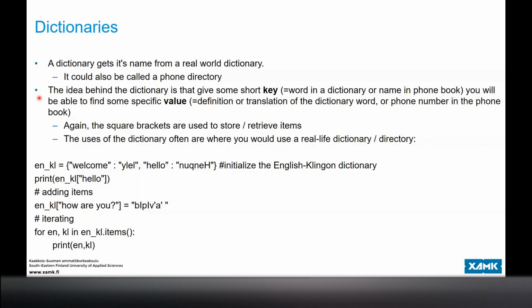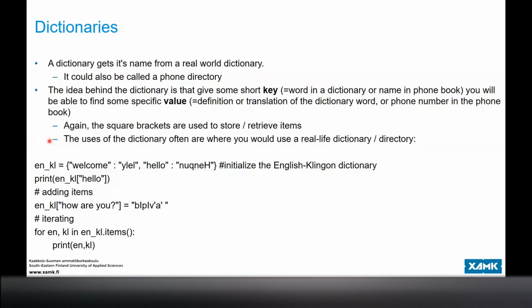So for example, a word in a dictionary helps you find the definition or translation of that dictionary word, or a name in a phone book helps you find someone's phone number. Well, if anyone uses phone books these days anyway. It uses the square brackets to store and retrieve items, just like the lists and somewhat like tuples. And the uses of a dictionary are often the same as when you would need to use a real-life dictionary or a real-life phone directory.